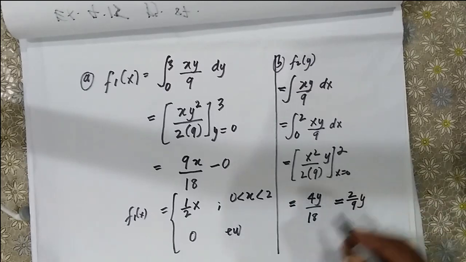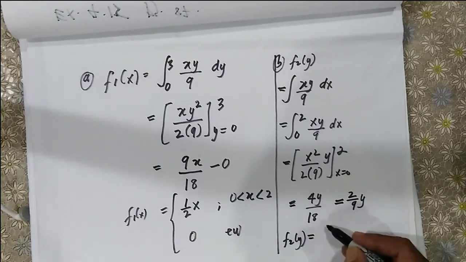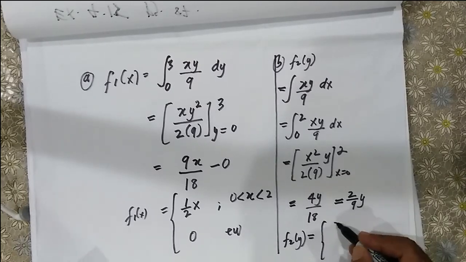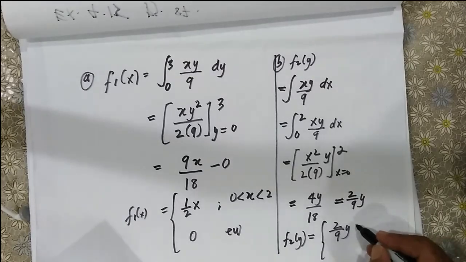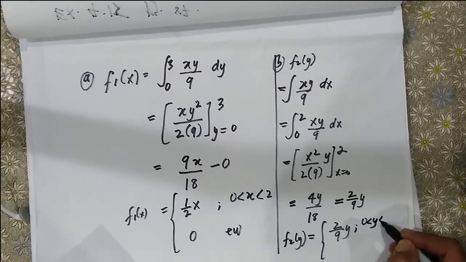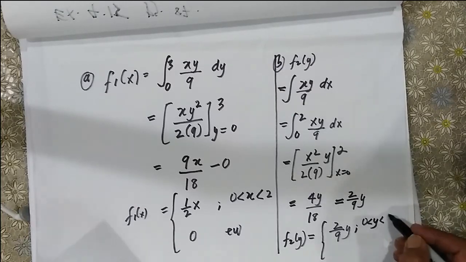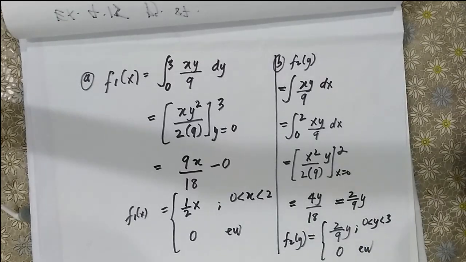So the final function here is f sub 2 y, which we can put as 2 over 9 y for y between 0 and 3, and then you put 0 elsewhere. This is how we solve the marginal of x and marginal of y.